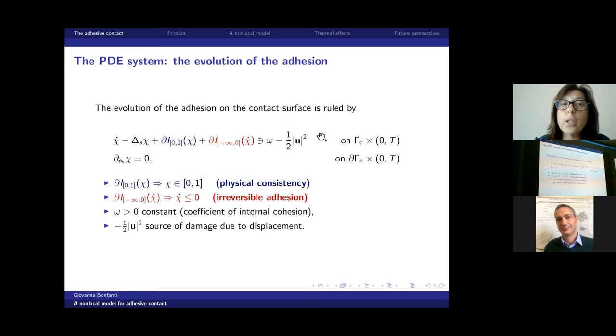So the evolution equation for the adhesion on the contour surface is exactly this one. As we can see, it is in fact a differential inclusion due to the presence of multivalued operators rendering the constraint on the variable and on its time derivative. And it is of parabolic type. On the right-hand side, we have a competition between two terms which have opposite sign. Omega is positive. We may think for simplicity of a constant, and it represents some internal cohesion of the material. On the contrary, the other one is negative, and it represents a source of damage, a source of damage due to the displacement.